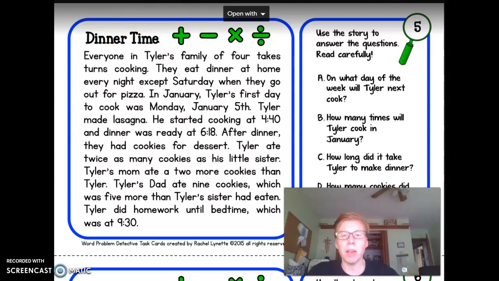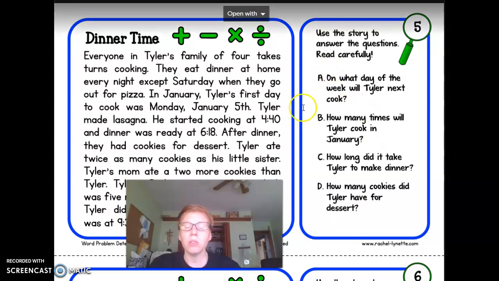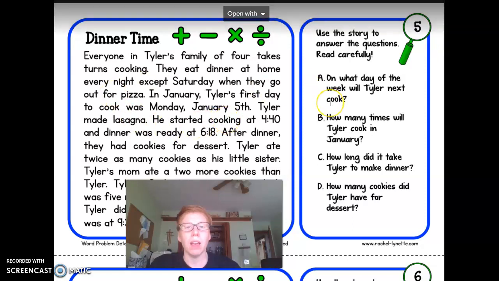On the right-hand side of this page, we have a bunch of different questions. It's going to be your job to use the story we just read to answer all of these questions. So question A says, on what day of the week will Tyler next cook? Okay. So you're going to use the information it gave you and find that out.